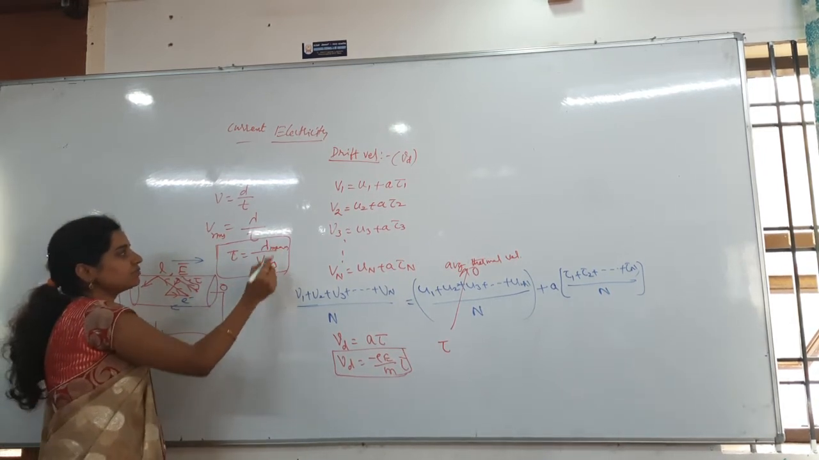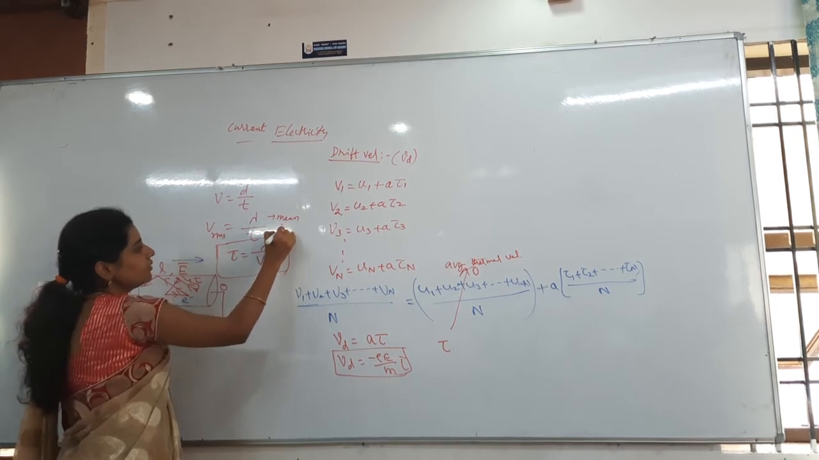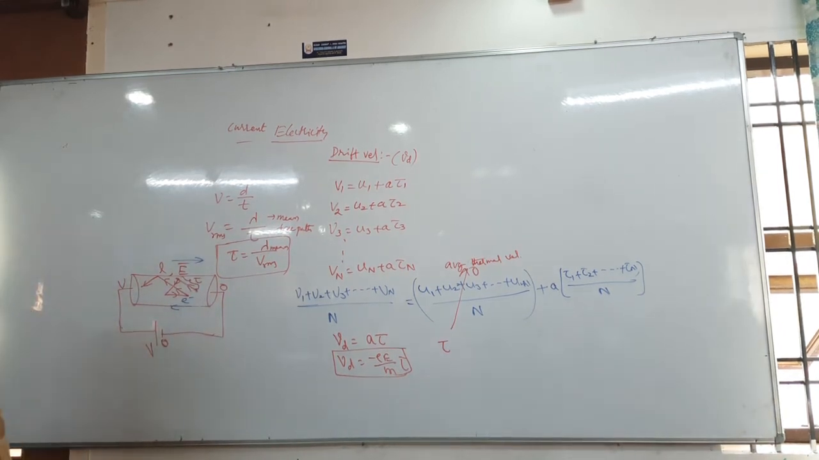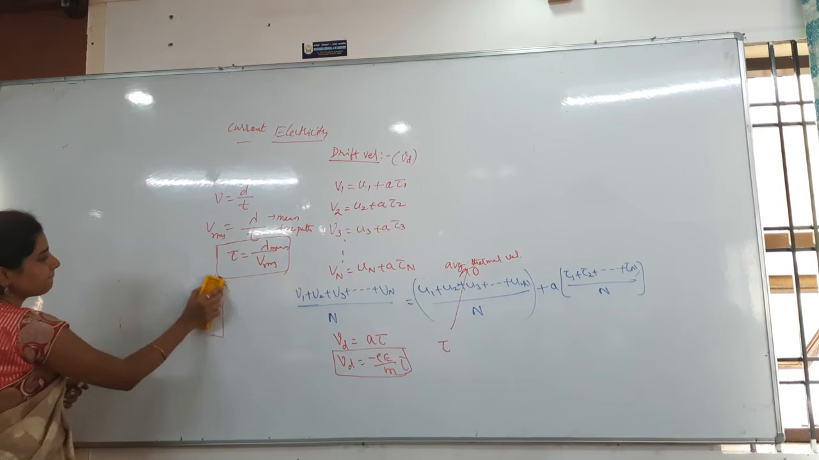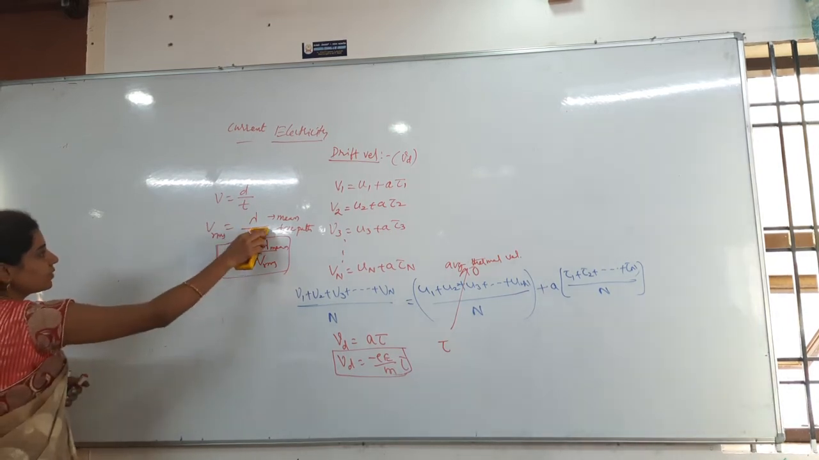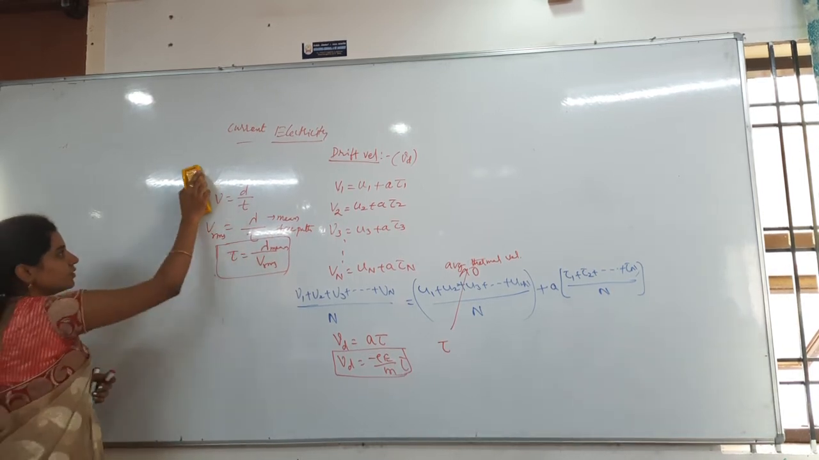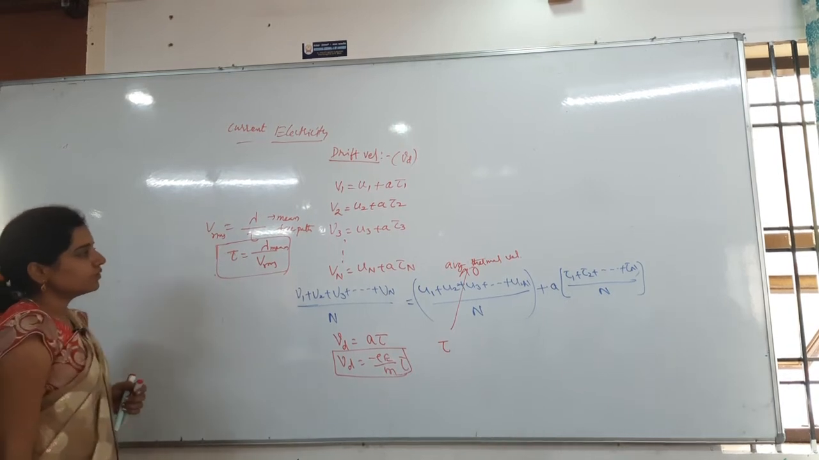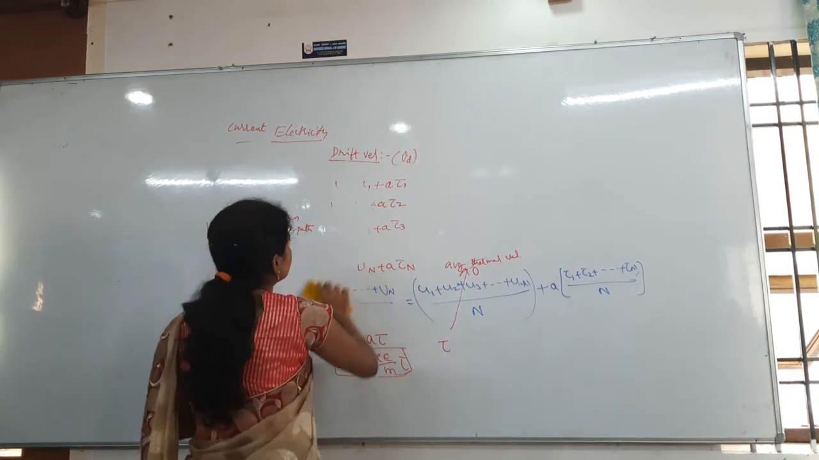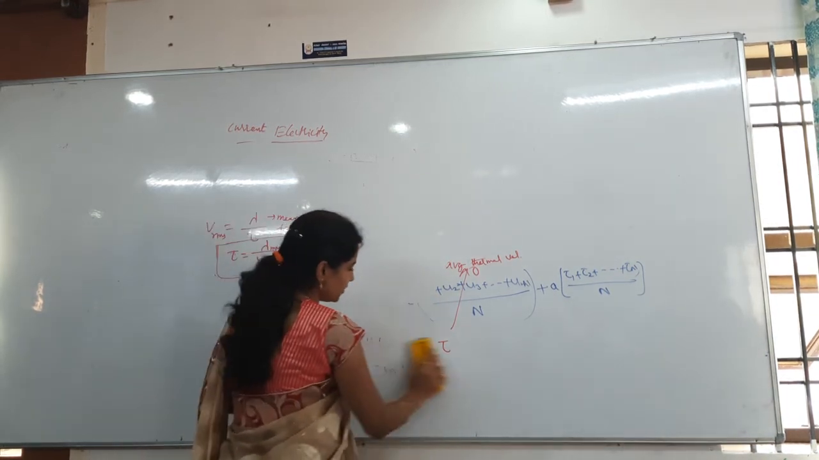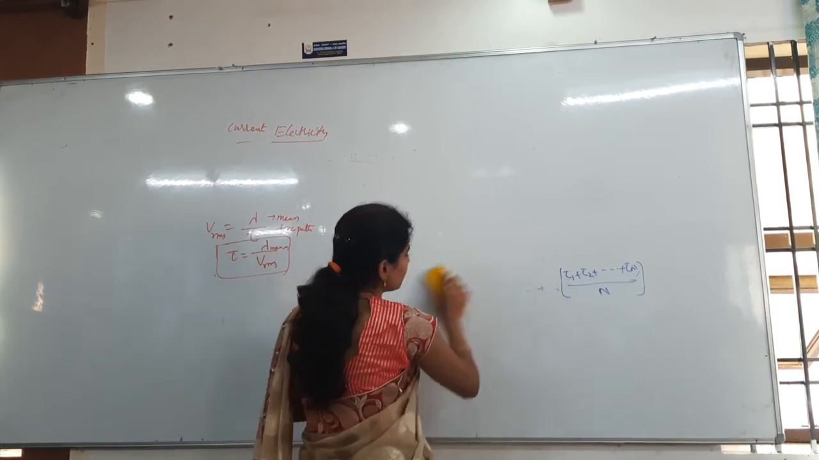Mean free path, this is. Relaxation time, you write. Relaxation time: the time between two successive collisions, and the ratio of mean free path to the RMS velocity. Mean free path to the RMS velocity.